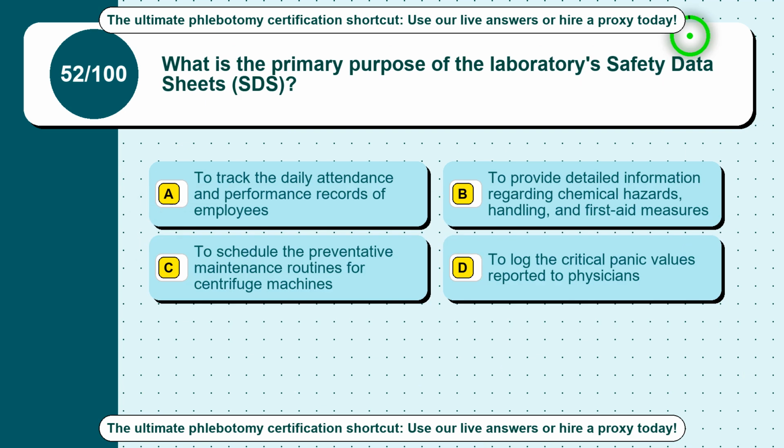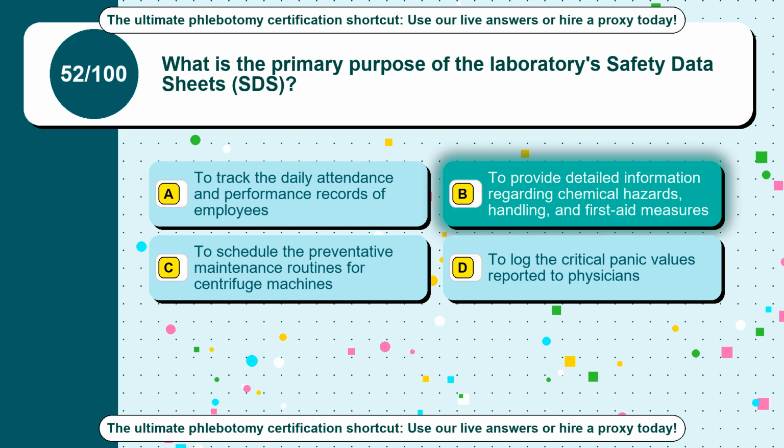Question 52. What is the primary purpose of the laboratory's safety data sheets, SDS? Option A, to track the daily attendance and performance records of employees. Option B, to provide detailed information regarding chemical hazards, handling, and first aid measures. Option C, to schedule the preventative maintenance routines for centrifuge machines. Option D, to log the critical panic values reported to physicians.